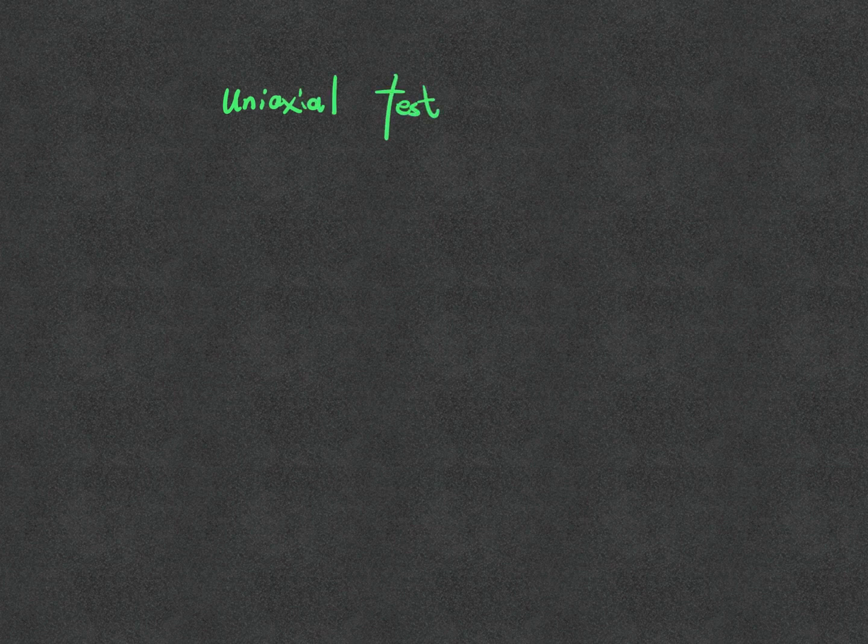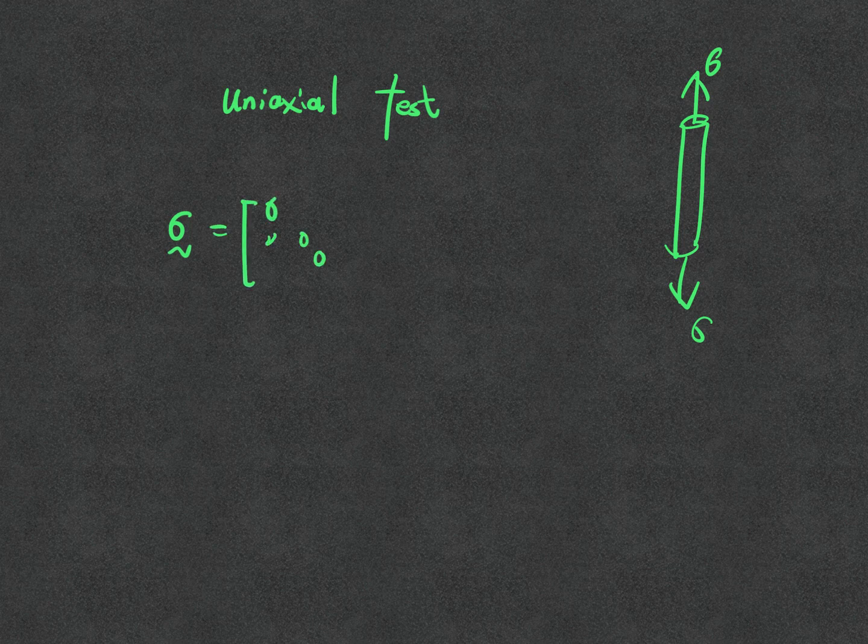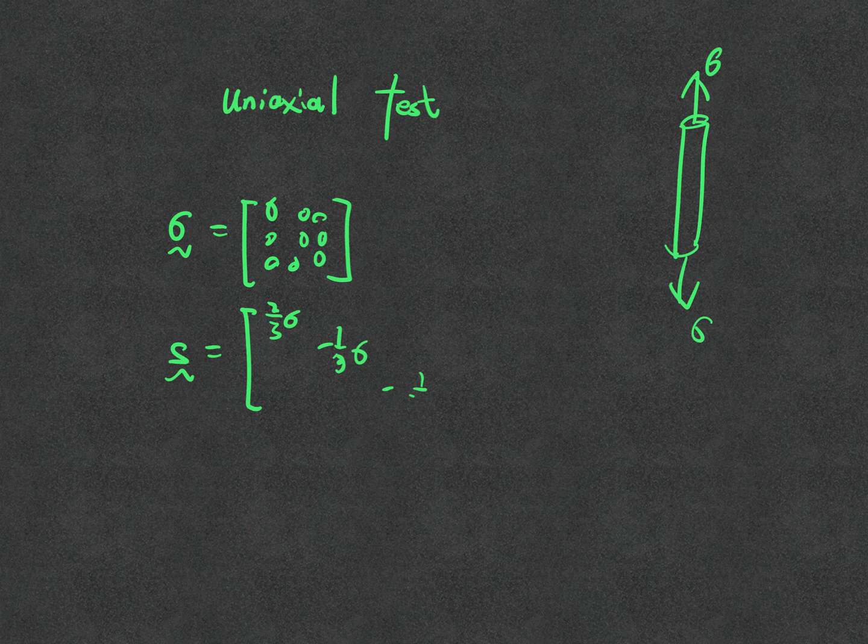What is a uniaxial test? It's like putting a wire with two ends and applying loading to it. That loading is sigma. Sigma is not the tensor, but simply the applied normal stress. If I recall what we learned before, the stress tensor in this case is sigma, 0, 0, 0, 0, 0, 0, 0, 0. Only one unknown. As a result, the deviatoric stress is 2/3 of sigma, minus 1/3 sigma, and minus 1/3 sigma in the diagonal terms.